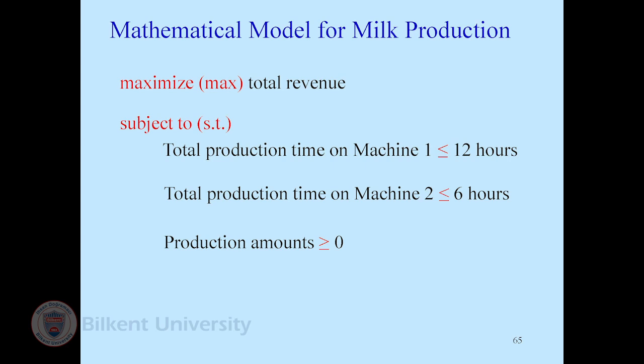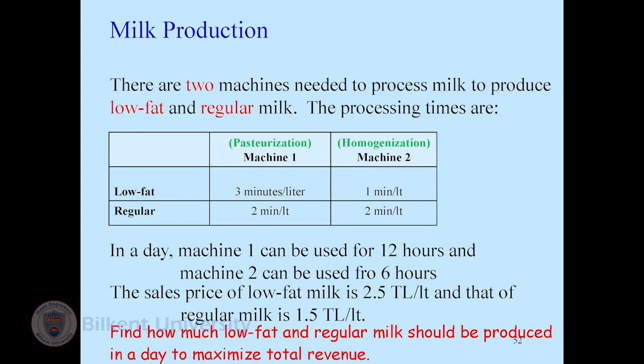Let's see how it's going to look then. Total revenue, the function. I was earning 2.5 for each liter of low-fat milk and 1.5 for each liter of regular milk. So their sum gives me my total revenue. This is my objective function. It's a function I use to represent my revenue. That's my performance measure. I'm going to maximize that sum. So, production time on machine 1. For each unit, let's see the numbers.